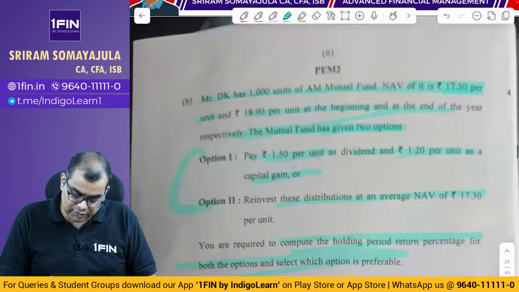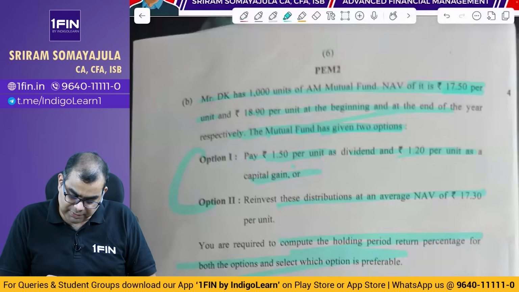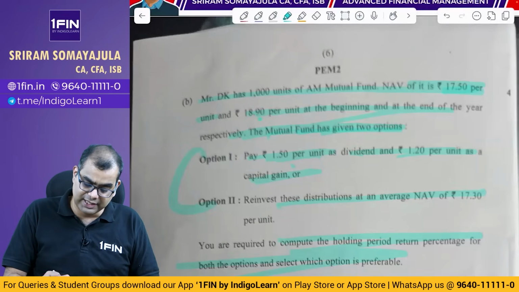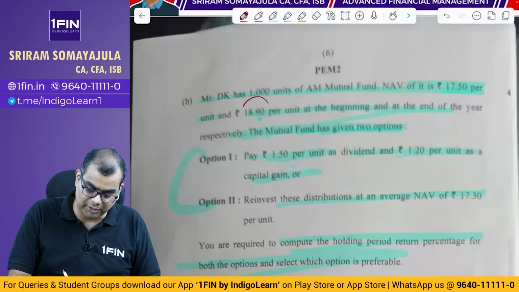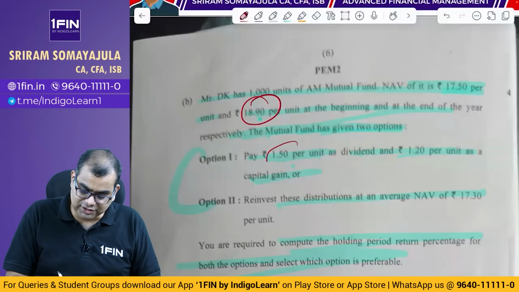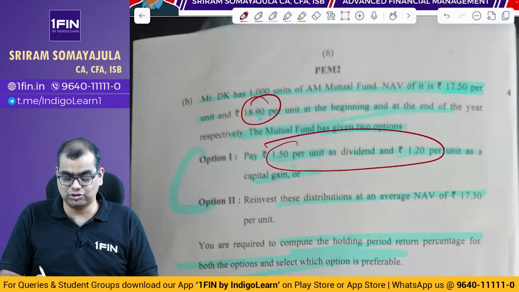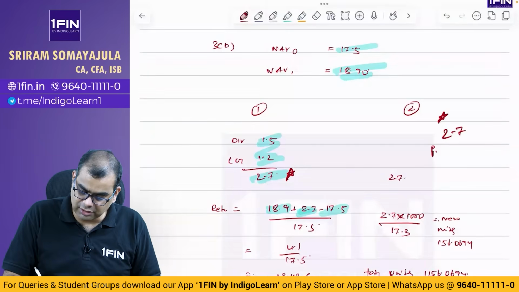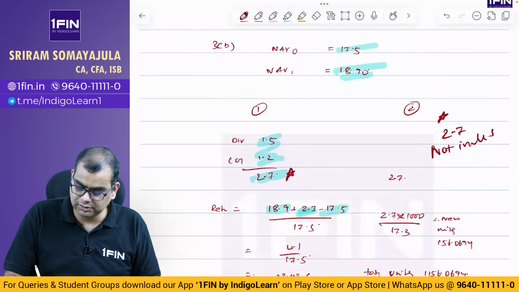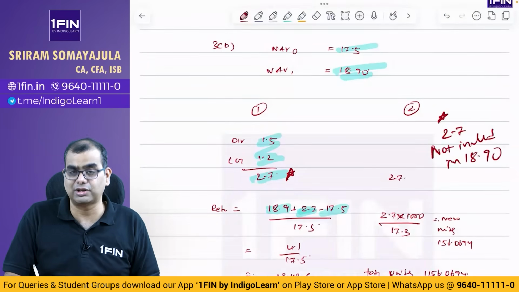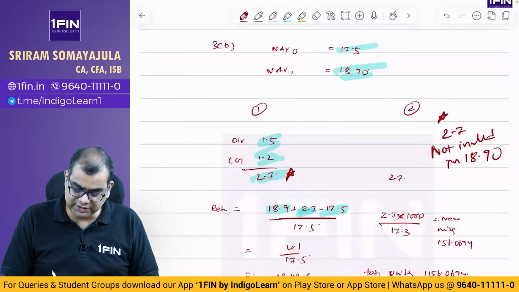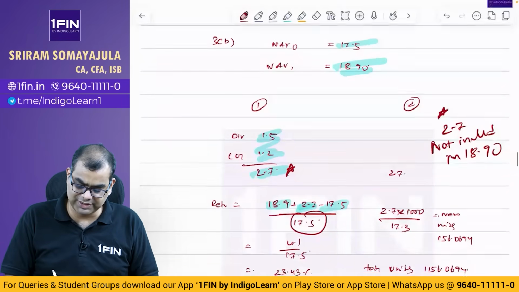Please note, the mutual fund has given options: pay so and so as capital gain. So the assumption that I'm making is that this 18.9 is independent of this 2.7. That's a very important assumption. If these two are already included in that, then it's a very different story. So I've assumed 2.7 is not included in 18.9. If you include it, then the answer will be different. So 18.9 plus 2.7 minus 17.5, divided by 17.5, you basically get 23.43.